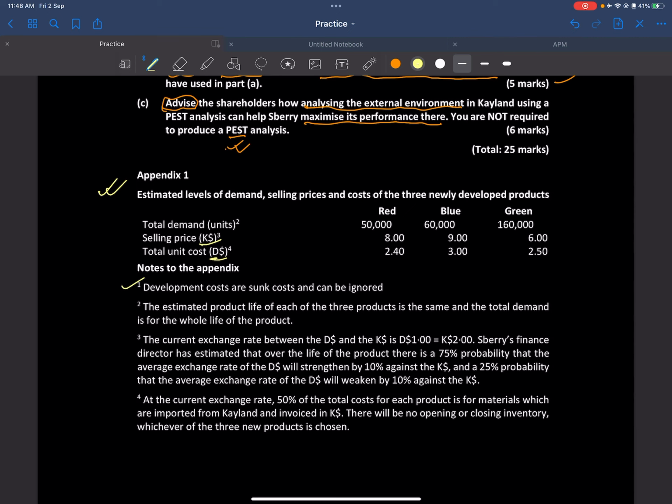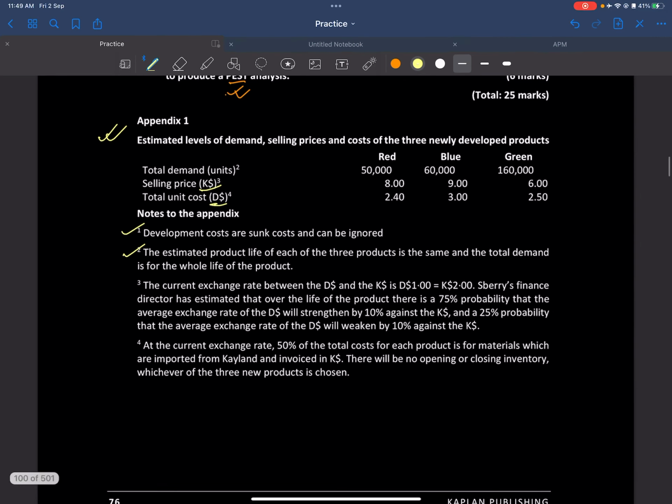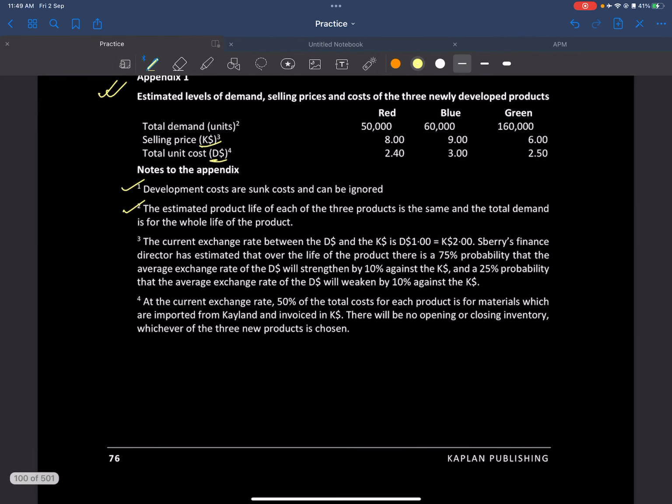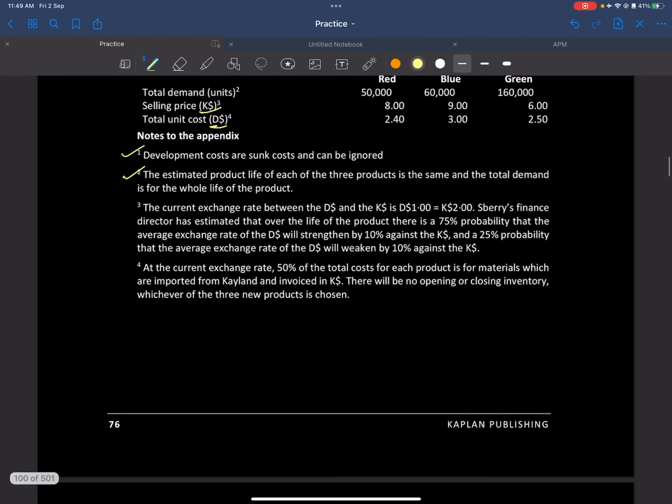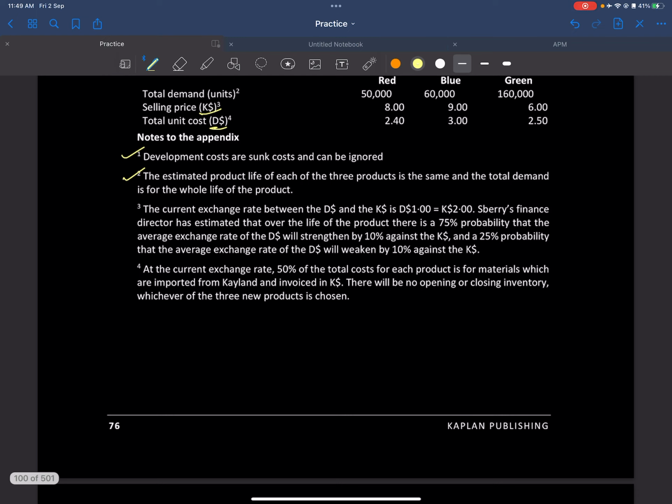Okay, and then the estimated product life of 3 years is the same, and the total demand is for the whole life of the product. Okay, it's for the whole life. It has not mentioned how much, but yeah, it's the same. And then the exchange rate, okay, it's for 18 months, right? Normally for 18 months.